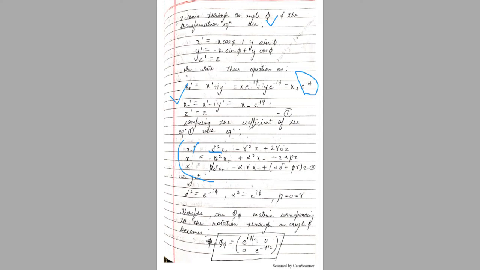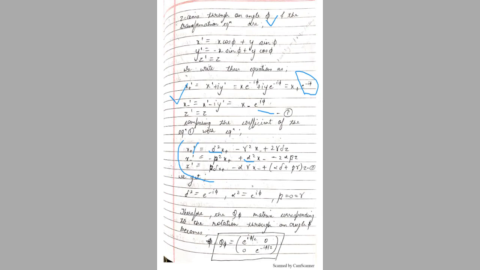In a similar pattern, when I compare x minus dash with x minus dash over here, we will get the value of alpha. See here, the coefficient of x minus is e to the power i phi, and here the coefficient of x minus is alpha square. So I will get alpha square equals e to the power i phi.